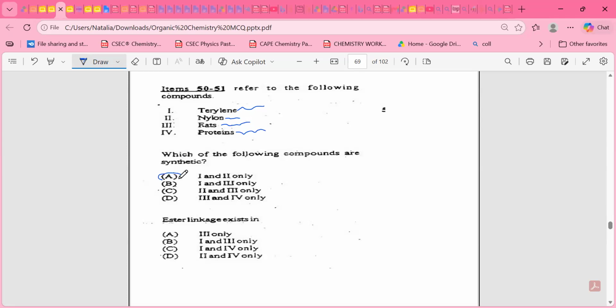1 and 2. Ester linkage is in polyester and the fat. So what's the answer? 1 and 3. Clear? Yes.